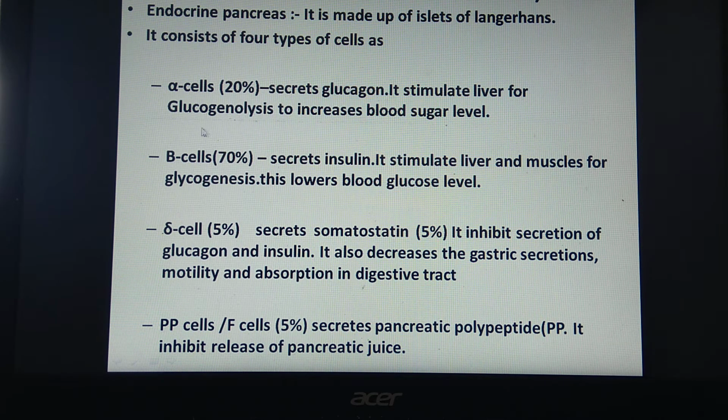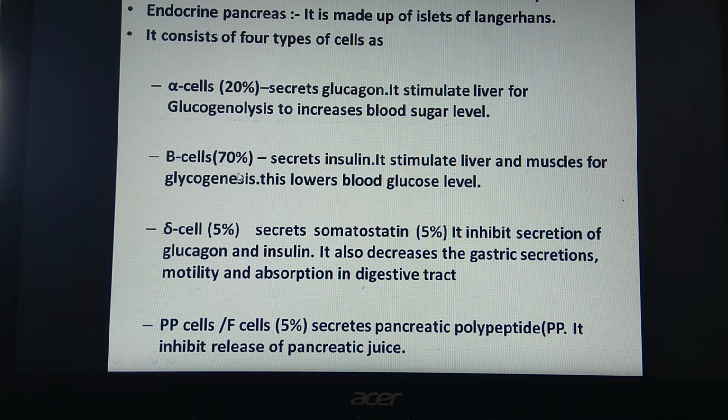What is glycogen? Glycogen is stored form of glucose. Whenever glucose is required, when the deficiency of glucose in the body is there, at a time this glycogen undergoes lysis, it undergoes breaking and releases sugar, and because of that we can say that this glucagon is concerned with increase in blood sugar level. Second type of cells are called as beta cells, forming 70% of the islets of Langerhans.